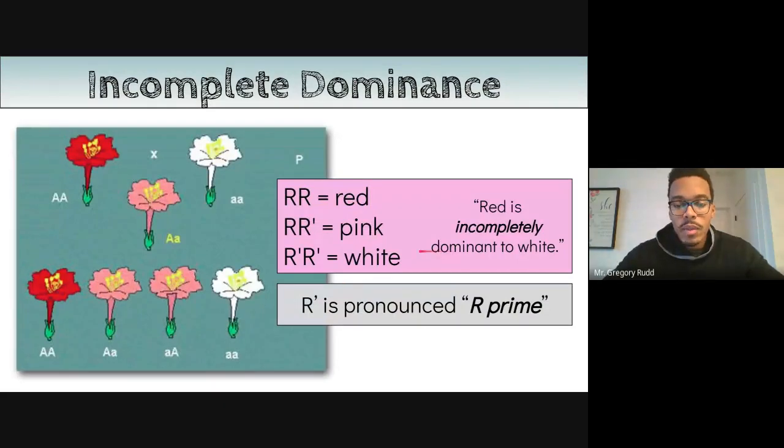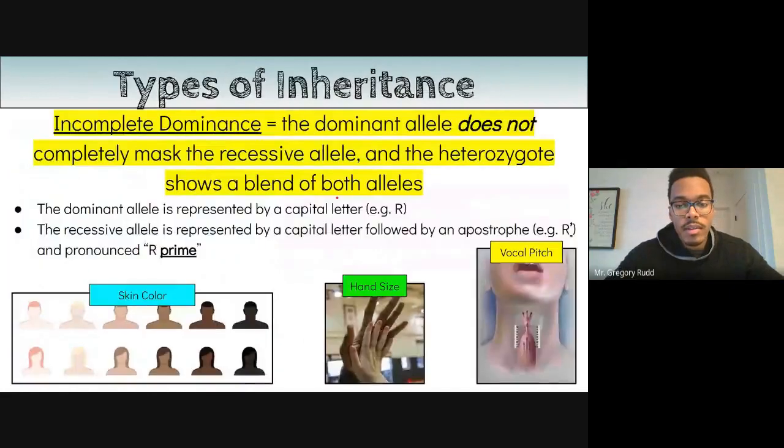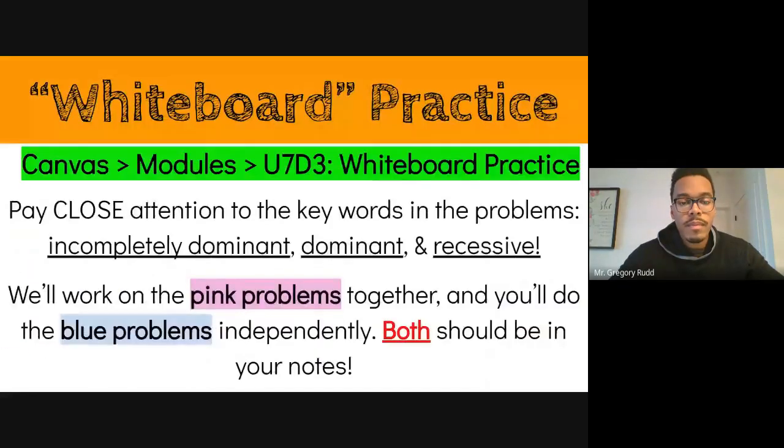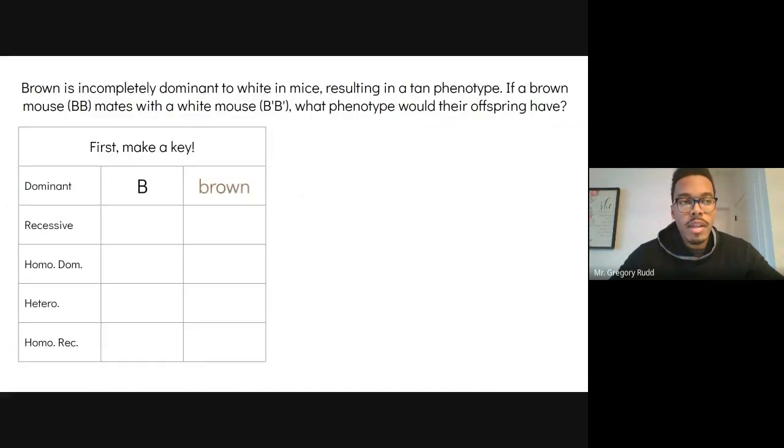With incomplete dominance, we use a capital letter with an apostrophe after it to represent the recessive allele. So the recessive allele is represented by a capital letter followed by an apostrophe. For example, R apostrophe, we call it R prime. So in this case, the problem that we're doing, if a capital B is the dominant allele, then what is the recessive allele?